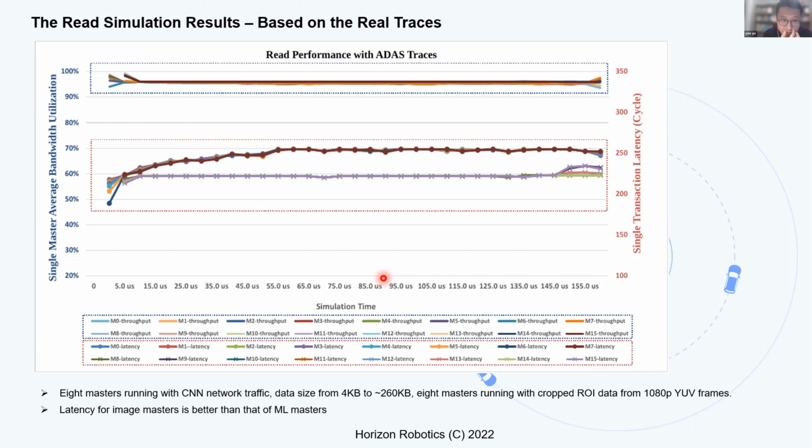Then we built another test to better mimic the traffic in ADAS. We built a test where half of the masters run CNN network traffic extracted from our in-house algorithm, and the other 8 masters run YUV frame data with the ROI region cropped. The ROI data's continuity is better than the CNN network, and we can see in the results that the latency for the image master is better than for the machine learning master, but the throughput is the same, still almost 100%.